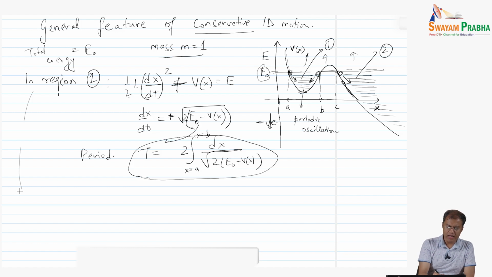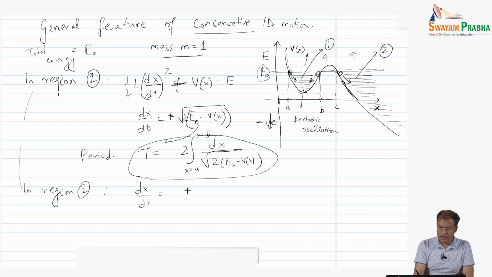Okay, and then similarly in region 2, we find that dx/dt is going to be, again using energy consideration, the other one, minus the square root of 2 times E naught minus V, the minus sign. The minus sign because the potential energy continuously decreases, right? And we cannot expect that there will be a period of this motion in region 2. Okay, so that completes our general scenario of the case of 1D motion of a particle with conservative fields, right?